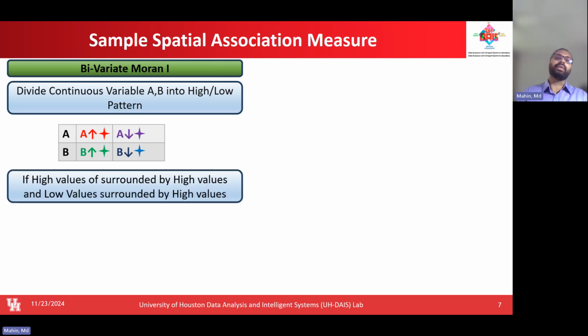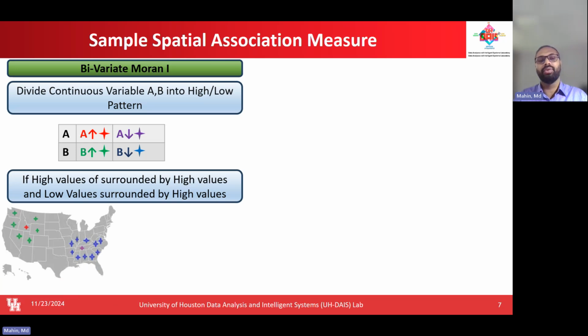Now, what the bivariate model tries to find is whether high values from one variable are surrounded by high values from another variable, and low values from one variable are surrounded by low values from another variable. In such a case, it is very strongly related. And if the opposite happens, like high values from one variable surrounded by low values from another variable, the strength of the association is very low.